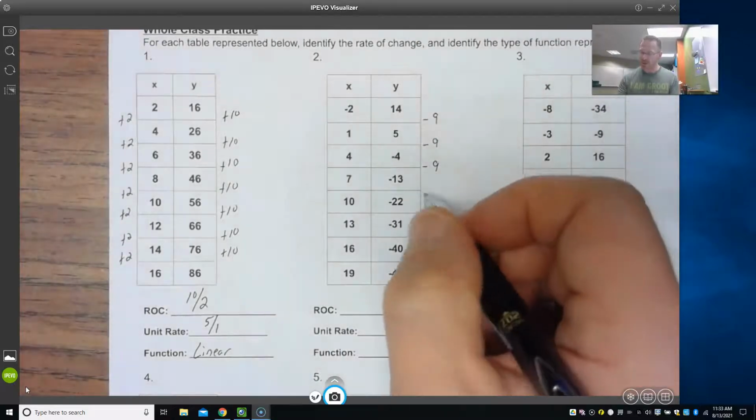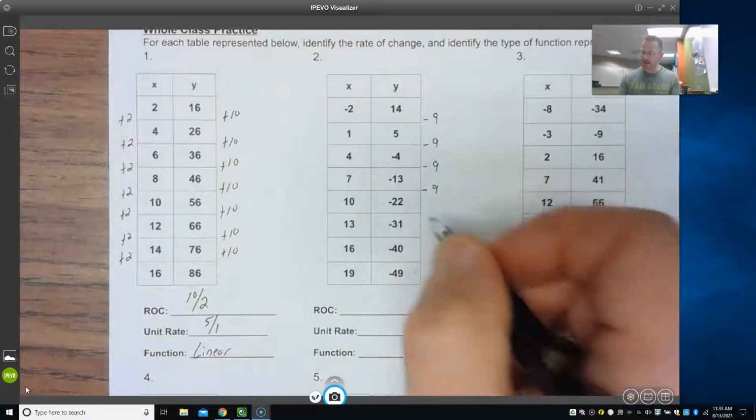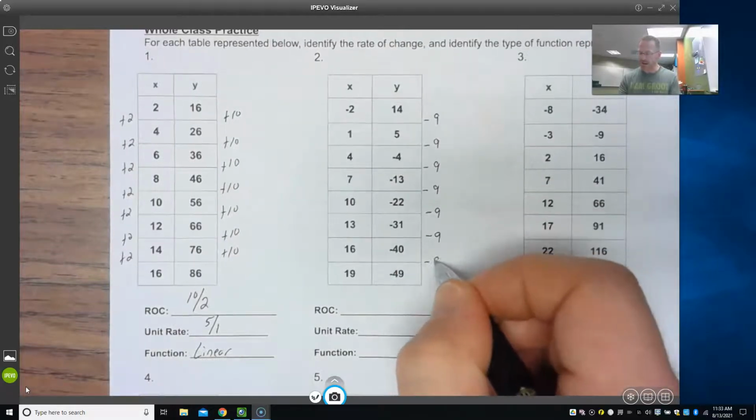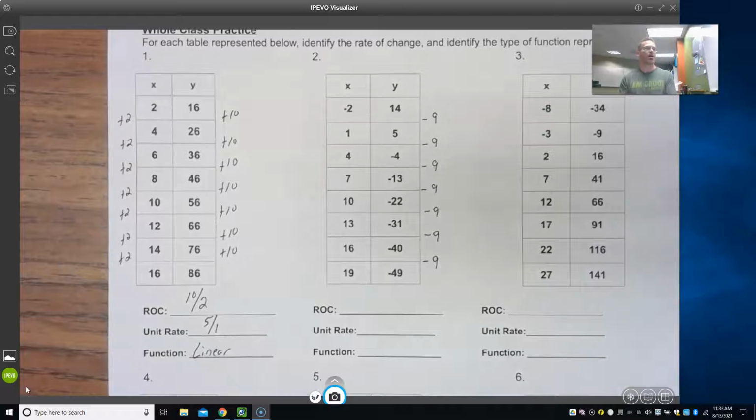All right, and then notice what keeps happening here. Down 9 again, down 9 again, down 9 again. And I keep that pattern all the way down the right side. I go down by 9 every time.